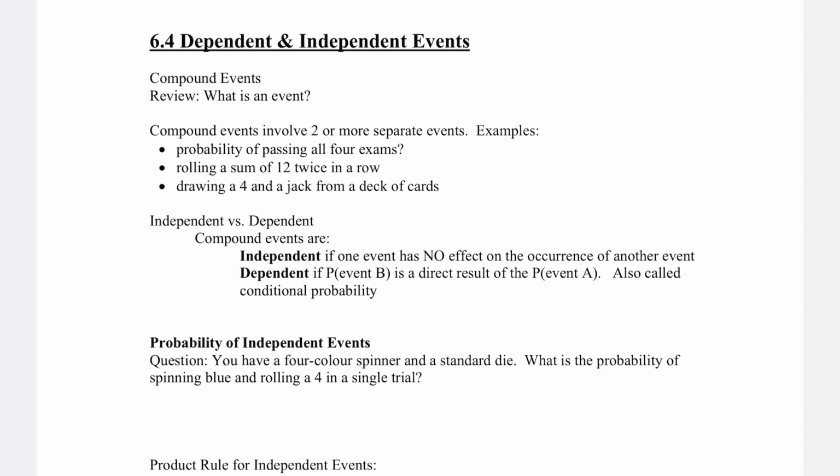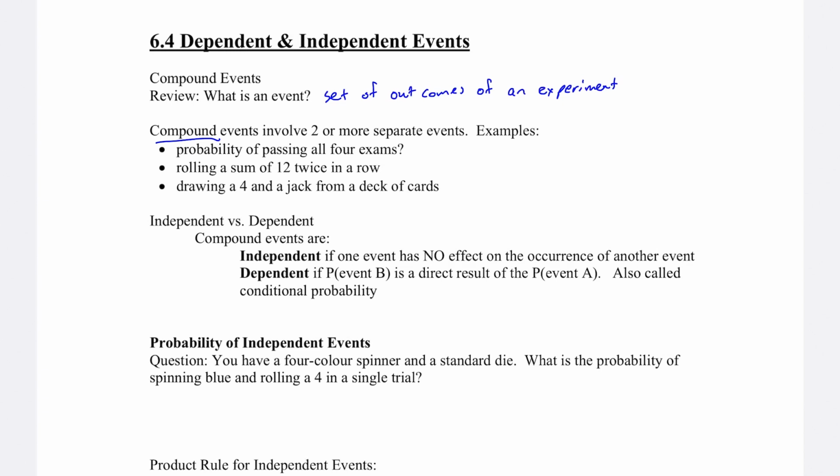Dependent and independent events. What is an event? Well, an event is a set of outcomes of an experiment. So a compound event is one that involves two or more separate events. For example, the probability of passing all 4 exams is a compound event, and that's because you'd have to pass the first exam, the second exam, the third exam, and the fourth exam. So there are 4 different events in that.